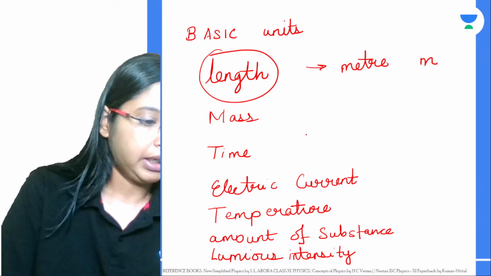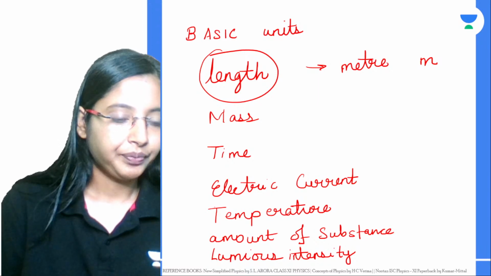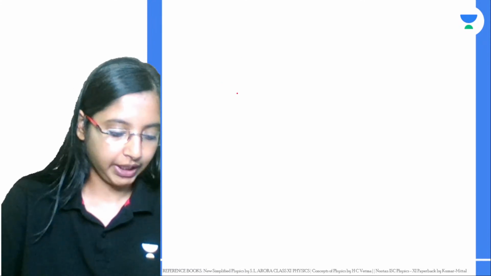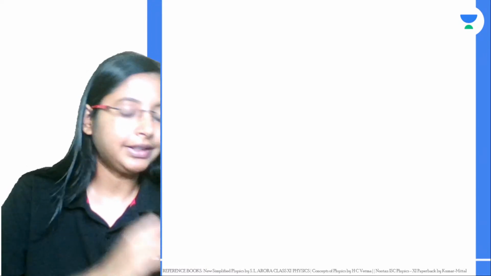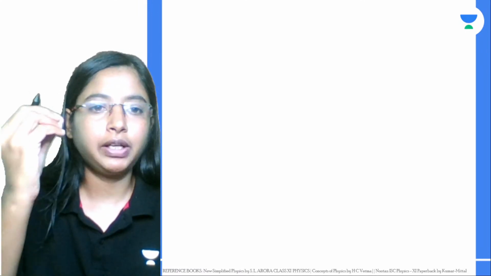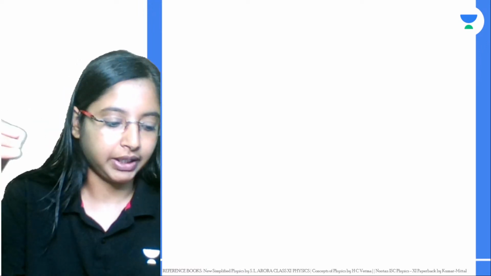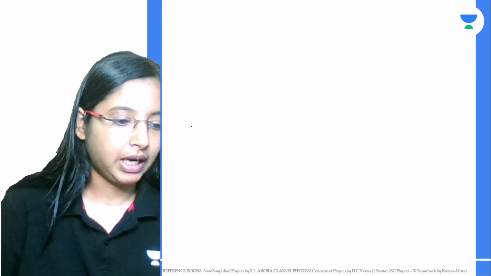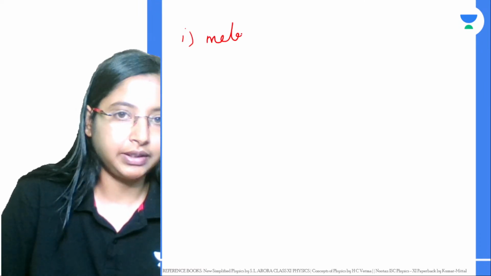Now, to understand length given by the meter: whenever you define any physical quantity, the base physical quantity that you're taking, you have to make sure that when you're measuring that unit, temperature, pressure or any other phenomenon does not affect it. That's when you can get an accurate answer. So of the seven fundamental units, the first one we are looking at is length. In the SI system we give it in terms of meters.